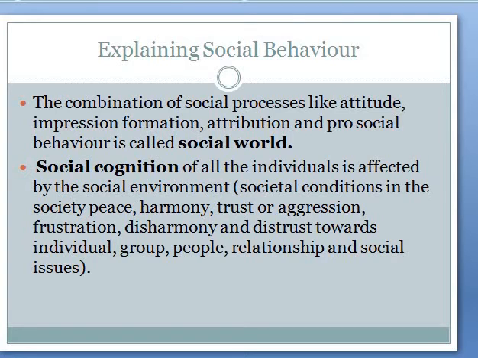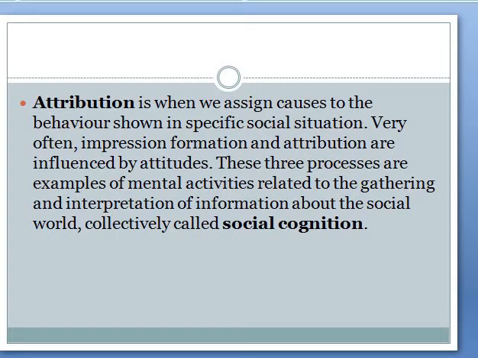Now come to social cognition. Social cognition of an individual is affected by the social environment, meaning societal conditions in the society: peace, harmony, trust or aggression, frustration, disharmony and distrust towards individuals, groups, people, relationships and social issues. So attribution, as I already told you, is when we assign causes to the behavior shown in a specific social situation. This process is called attribution.